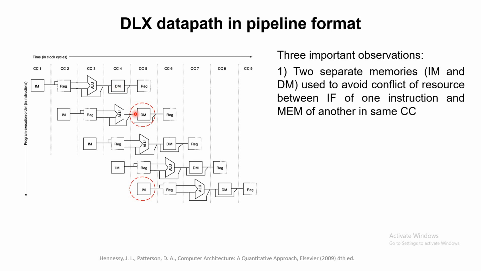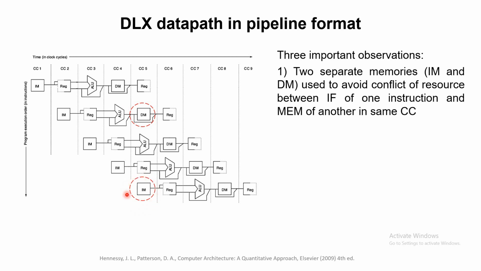All those processors which have only one type of memory under the von Neumann architecture, along with one set of address and data lines, in such cases this will not be possible, because at the fifth cycle the processor will have to access the data memory for its memory access cycle, and at the same time the fetching unit will have to access the instruction memory.